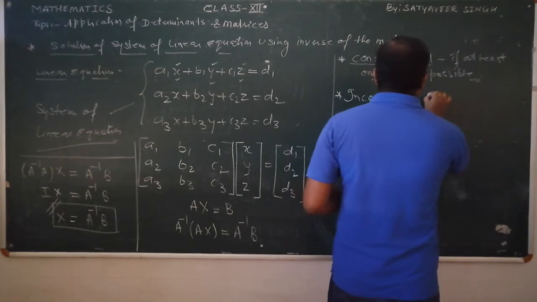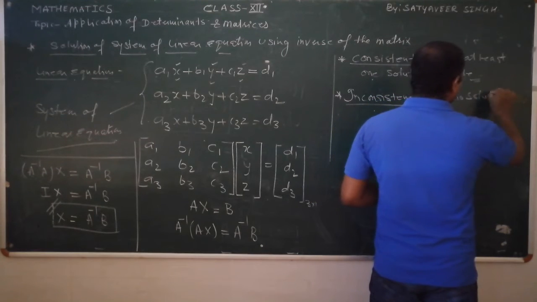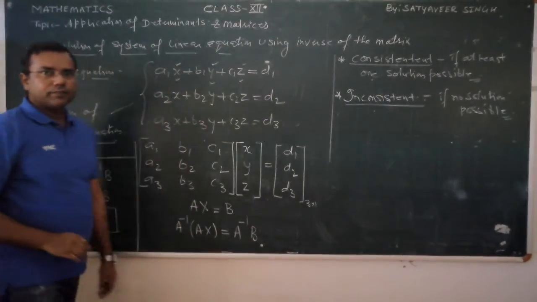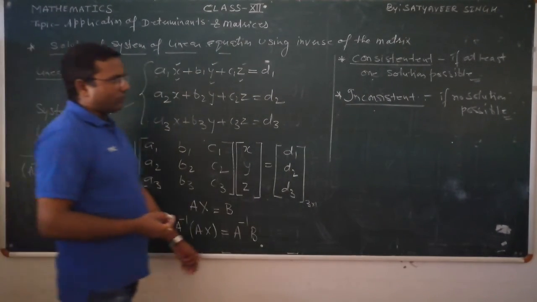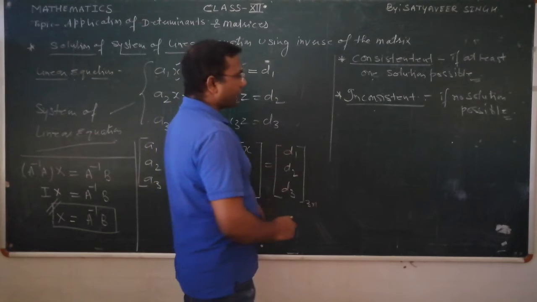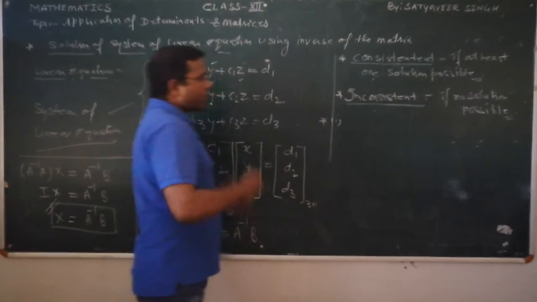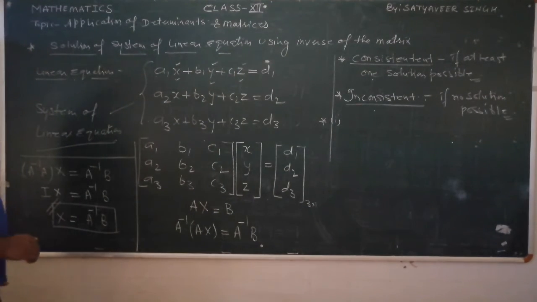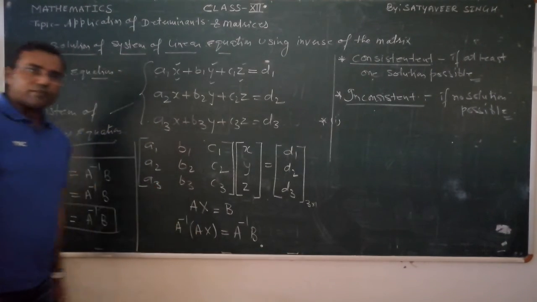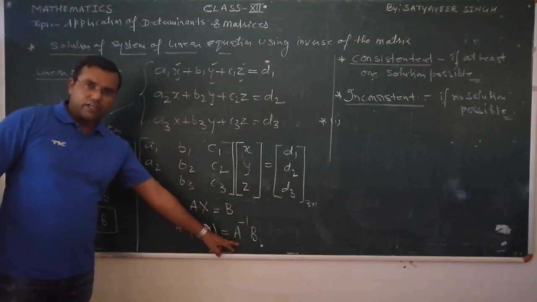It can be inconsistent if no solution possible. If no solution possible, it is called inconsistent. So we cannot solve the system of linear equation if it is inconsistent, because there is no solution possible. Now there are some categories, like the first one, when you will solve the system of equation. So first of all, as you know, here we are finding using the inverse also. Inverse if we are using for finding the solution. If this matrix is non-singular, then only we can find out the inverse.